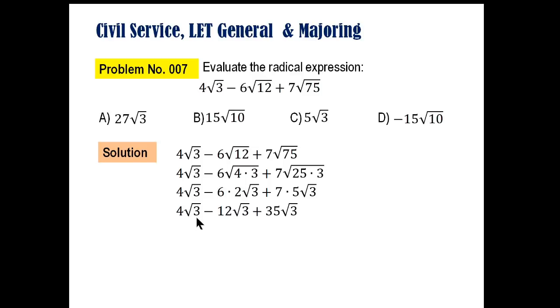Since these are like radicals, we're going to combine all the numbers outside of the radicals. That's 4, negative 12, and 35. So 4 minus 12 plus 35 times the square root of 3. Alright, so 4 minus 12 plus 35, that's 27 the square root of 3. Obviously, the correct answer is letter A.